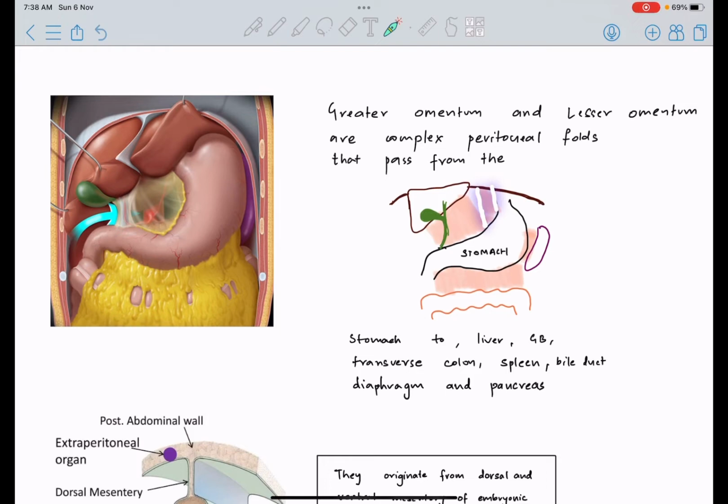The pancreas is posterior to the stomach. There is also a fold of peritoneum which passes from stomach to the pancreas. We can clearly see that this is the stomach right over here. This is the liver which is reflected, and there are folds of peritoneum which are traveling from the stomach to the liver and the biliary apparatus, stomach to the transverse colon which is here, and there's another fold of peritoneum from stomach to the spleen.